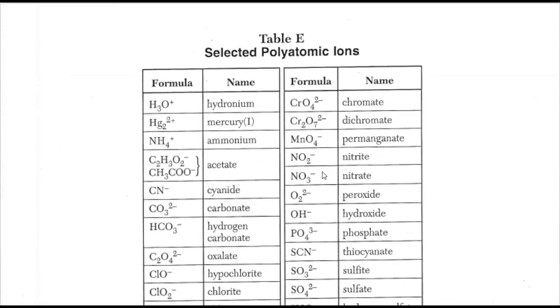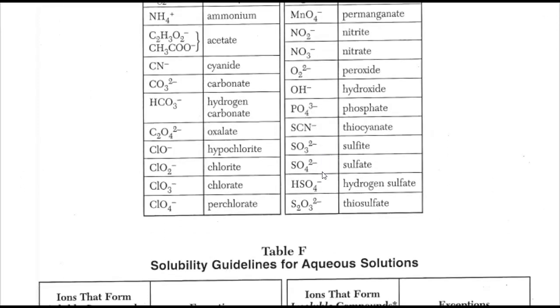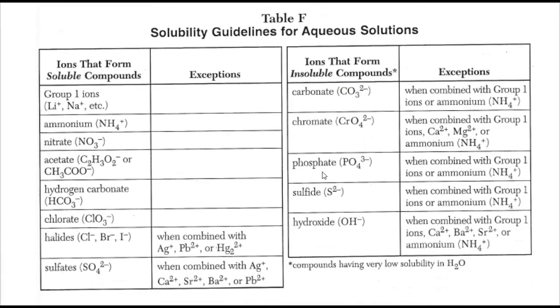We're going to go to reference table E. Reference table E are your polyatomic ions. These are clusters of atoms that have a charge. And of course, we use these a lot with naming and writing formulas. And then when you have solutions, they'll break apart, but the polyatomic ion would stay together. Along with that, we have the solubility guidelines for aqueous solutions. These are for our salts in water, and this is now qualitative. It doesn't tell us how much will dissolve.